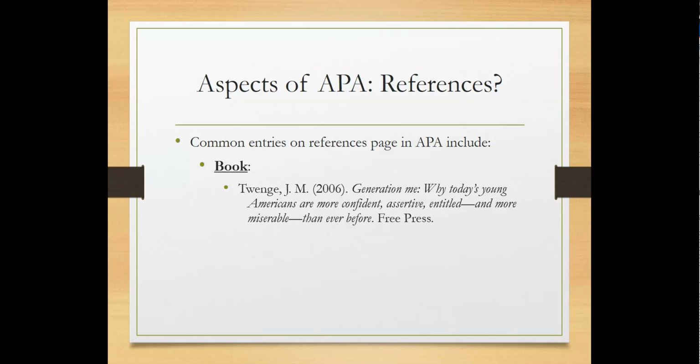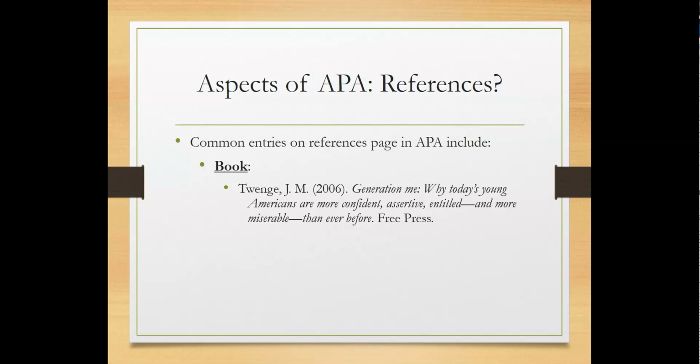So for a book, you start with the author's last name, comma, first initial. If the middle initial is available, do provide it. Then you put in the parentheses the year that the text came out, period, the title of the book itself. It's going to be in italics.